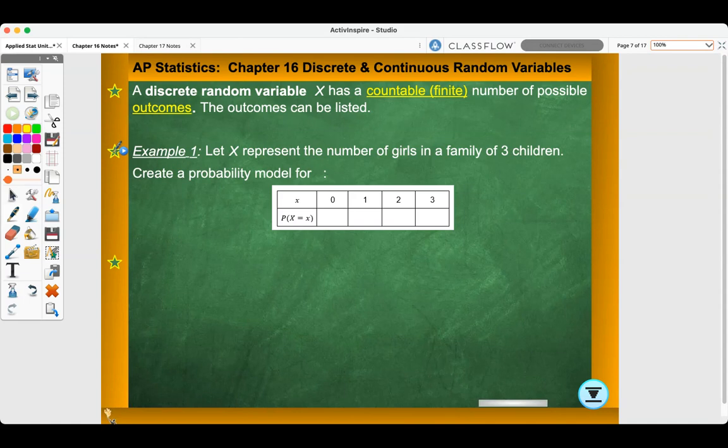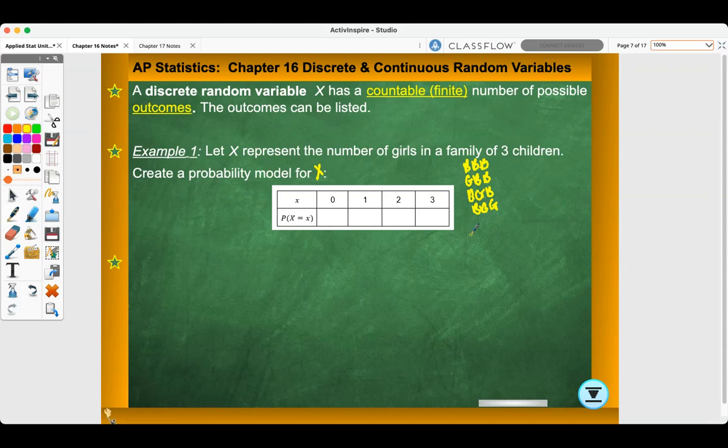Let x represent the number of girls in a family of 3 children. Create a probability model for x. So here we can list all our outcomes. You could have 0 girls, which would be boy, boy, boy. You could have 1 girl, which could go in the order girl, boy, boy, boy, girl, boy, or boy, boy, girl.